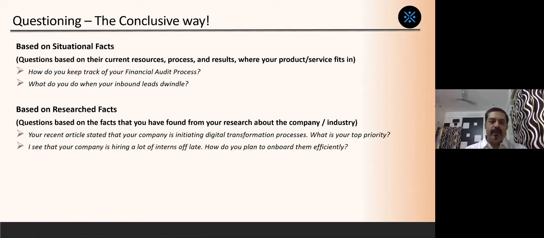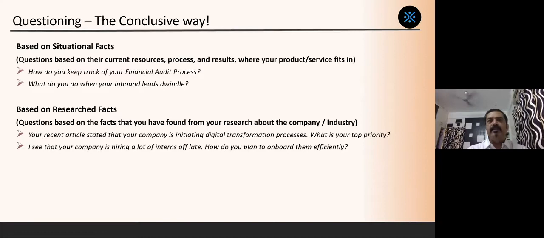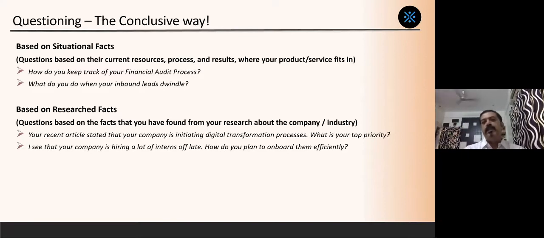The second example, I see that your company is hiring a lot of interns of late. How do you plan to onboard them efficiently? Right. So again, you've done some research, you've seen a lot of job postings from that company for interns, or it could be freshers. So this is a question that you pose if you are planning to sell an LMS software or something like that, right?